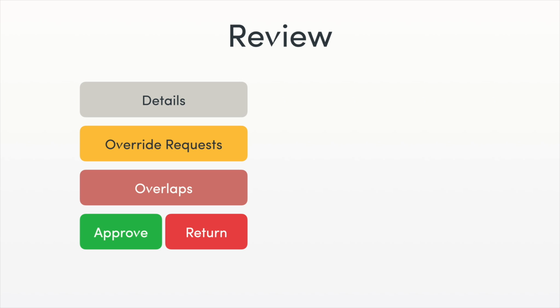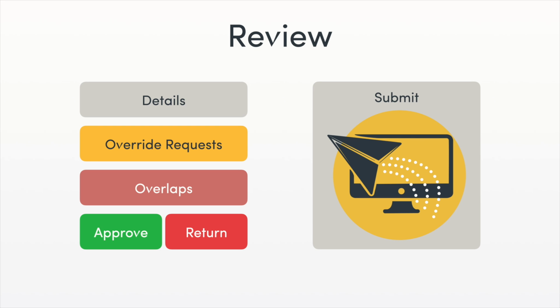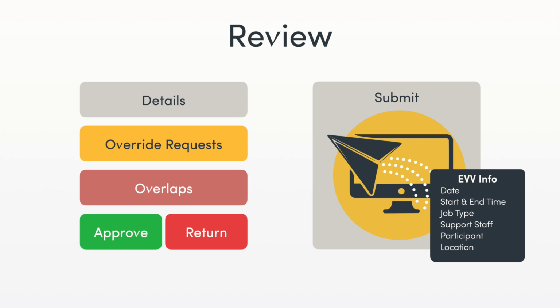Once a shift has been submitted, the circle approver will log into the portal to review the shift. In addition to reviewing the details of the shift, they will need to approve or reject any override requests, like changes to start or end time, and approve or reject any overlaps the shift may have with shifts for the same participant from other support staff. Based on all of this, they can approve or return the shift. If it is returned, the shift goes back to the staff to make the necessary corrections. If it is approved, the shift is automatically submitted to ISS for payroll processing. Additionally, upon approval, the required EVV data is submitted to the New York State Department of Health to maintain compliance.